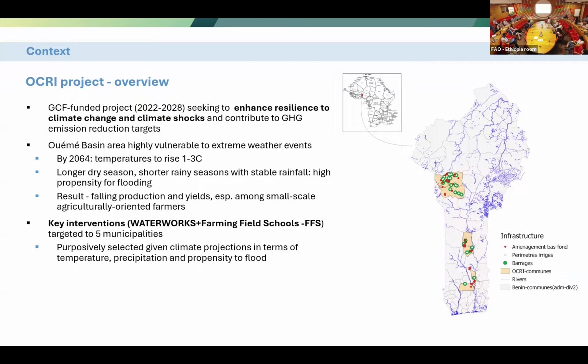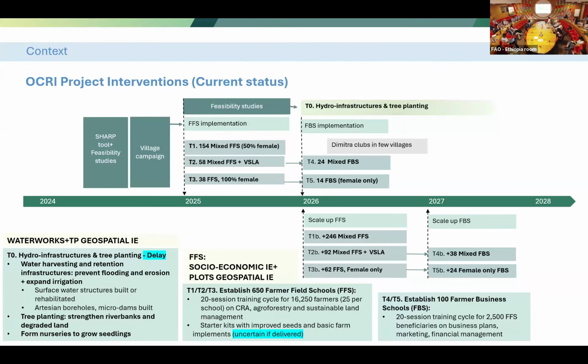This is the map of the country, and the type of infrastructure that we are going to be implementing in the 5 communes of the Oueme River. I'm going to start first with the geospatial impact evaluation, just a brochure of the project. Probably the colors here don't help me a lot, but I'm going to try to go through this part.